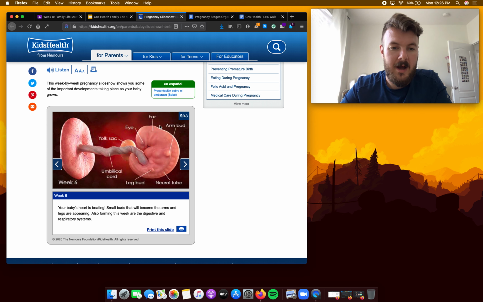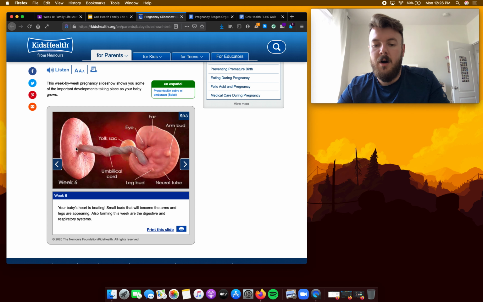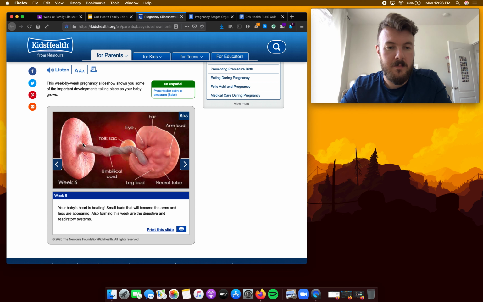Now, after a little while, this is what we all looked like when we were first being created, right? Here's your head, your eye, your ear. This is your spine, obviously, your arm bud, your leg bud. This is the umbilical cord, which connects to your belly button. And then this is the placenta, and that's to help filter out all of the things that are coming from the mother. And then the yolk sac is right behind there.